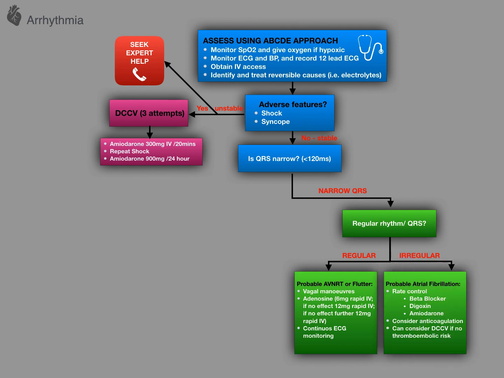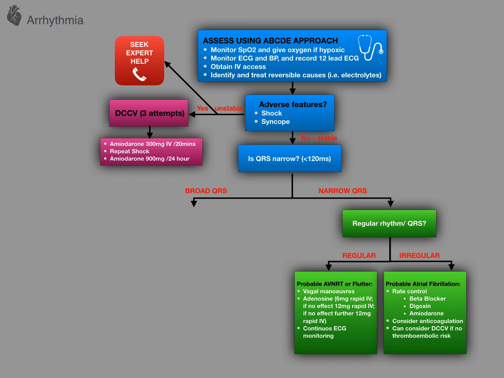If we have a narrow, complex, irregular tachycardia, the diagnosis is probably atrial fibrillation. If the patient is particularly unwell and we're not concerned about thromboembolic risk, we can consider cardioversion straight away. If not, we would give medication to aim to rate control the atrial fibrillation.